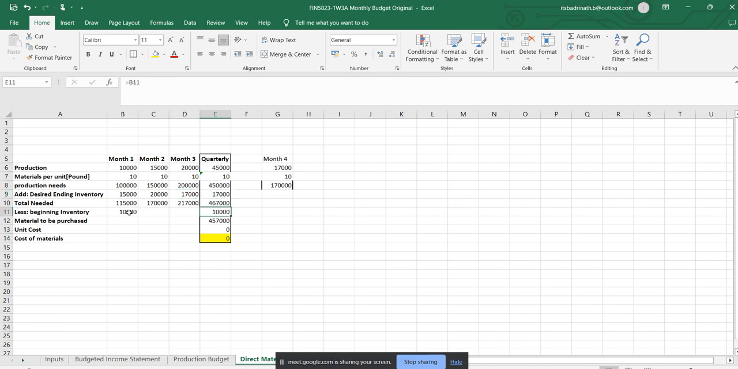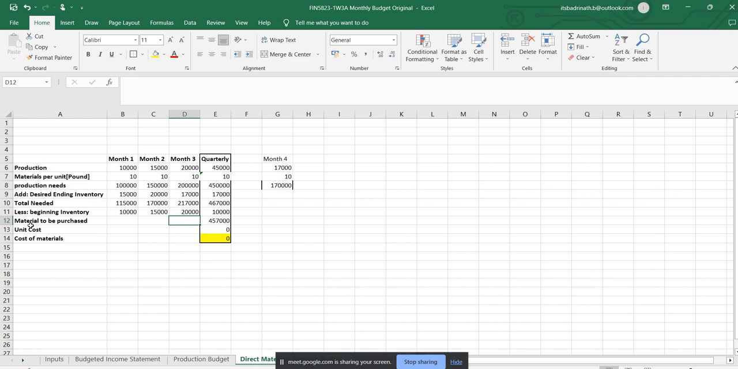Beginning inventory means when the quarter is started, what is the inventory that we are having. Ending inventory means at the end of month three, what is the inventory that we are having. So for here, the ending inventory for month three will become the quarterly ending inventory. Month one's beginning inventory will become the quarterly beginning inventory. So don't confuse that one. Okay, this is how we calculate. Next, beginning inventory for month two will be month one's ending inventory. Okay, so this will be month two's ending inventory.